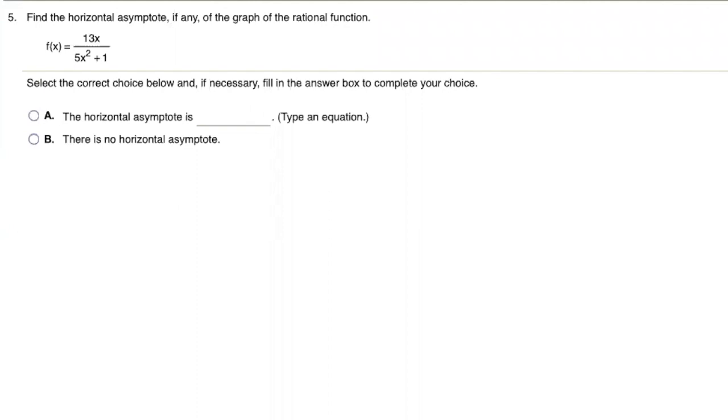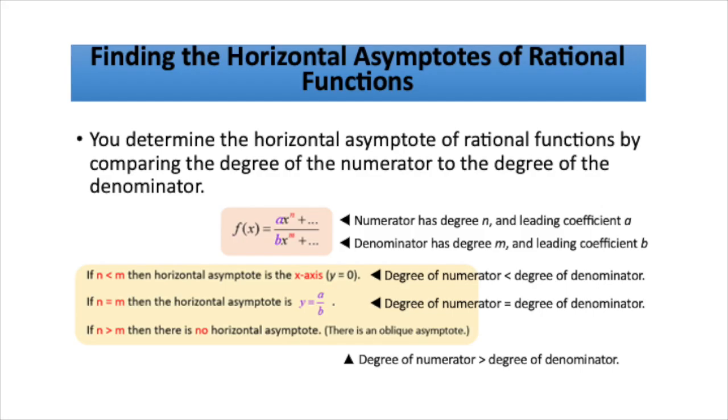The last thing you need to be able to find for a rational function is the horizontal asymptote, if there is one. And again, if there is one, there will only be one. So for horizontal asymptotes, there are those three rules. And the three rules, remember, depend on the degree of the numerator and the degree of the denominator.